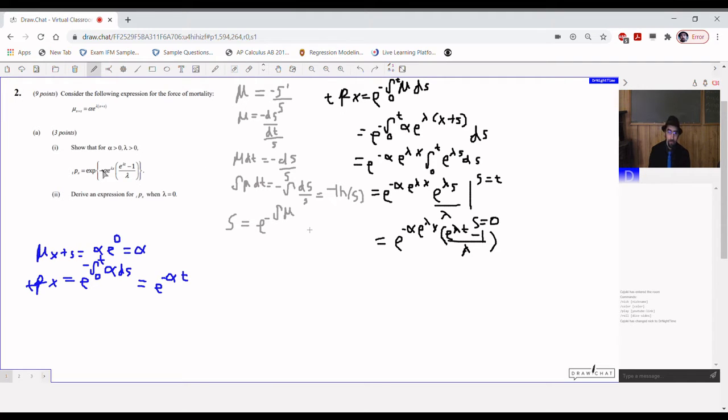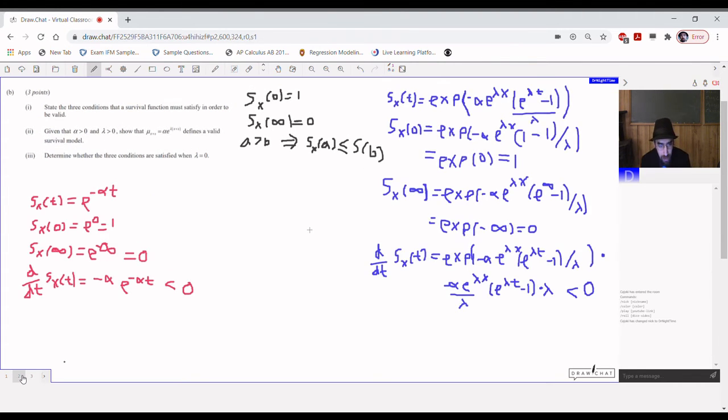No big surprise there. Next, in the special case where lambda equals 0, clearly we can't do it this way because we would end up dividing by 0, which never quite works out the way you planned it. So instead, we point out that if lambda equals 0, then our mortality function simplifies to alpha times e to the 0. Alpha e to the 0 is just equal to alpha, because e to the 0 is 1. And tpx, using the same formula, is going to be e to the negative antiderivative from 0 to t of alpha ds. That's just going to be e to the negative alpha t. Not too bad.